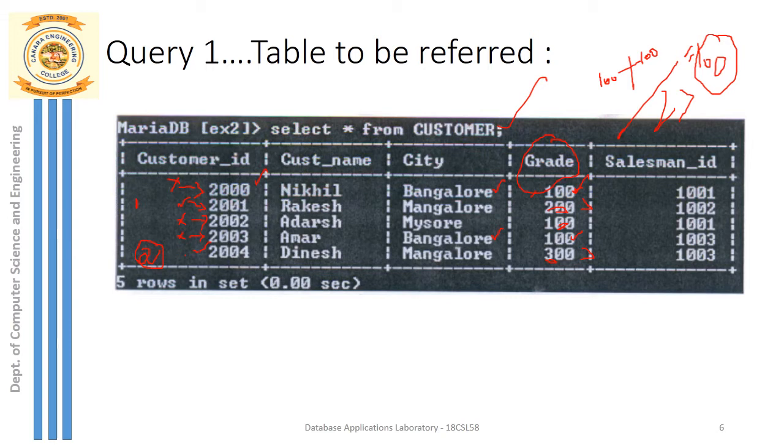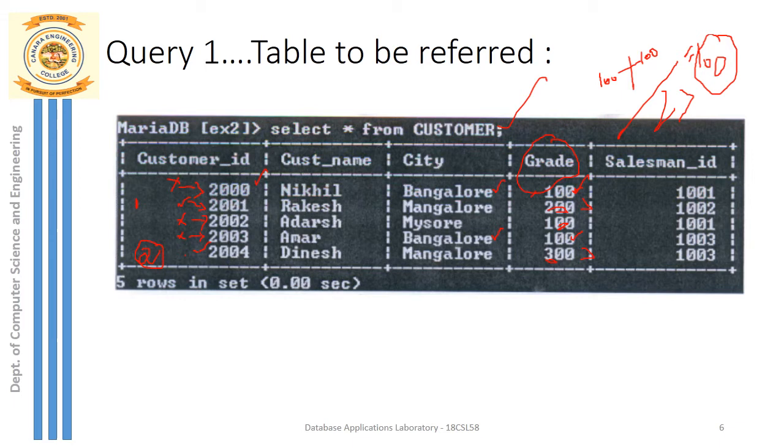Go to the next customer, 2001. Compare his grade. His grade is 200. Compare his grade with the average grade. Is 200 greater than the average grade 100? Definitely yes. So I must consider this particular customer, and my count is now incremented by 1.